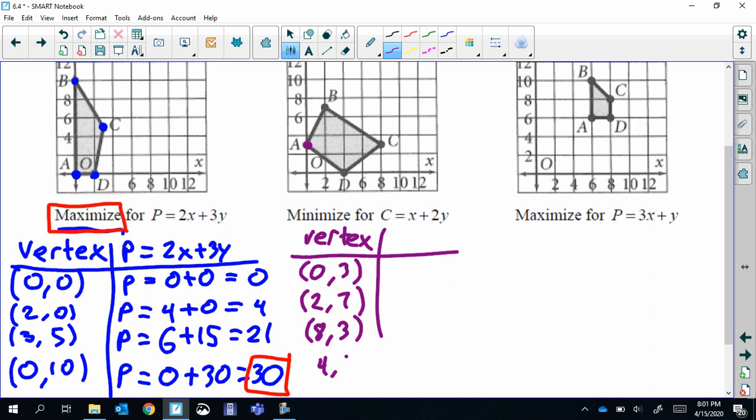And then we're plugging those into this equation right here: x plus 2y. So plug in 0 and 3. We get 6. Plug in 2.